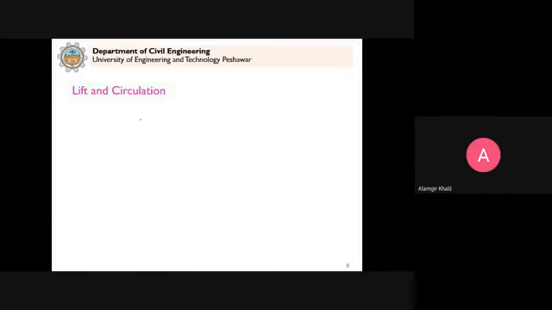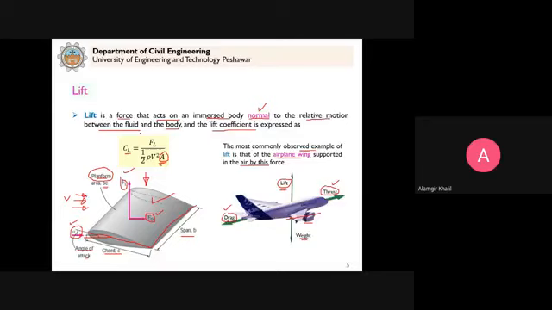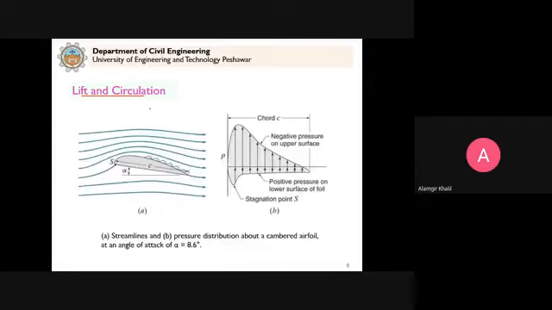So now we know what a lift force is and how it can be calculated. Now we study the mechanics behind this lift force, that is, how these lift forces are developed on immersed bodies that are moving through fluids. So in that case, we talk about lift and circulation. You can see here in this diagram, which is from your textbook.